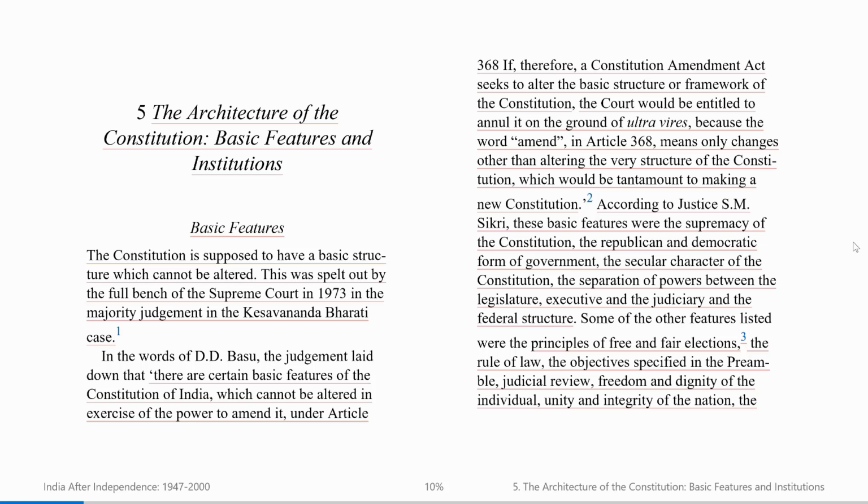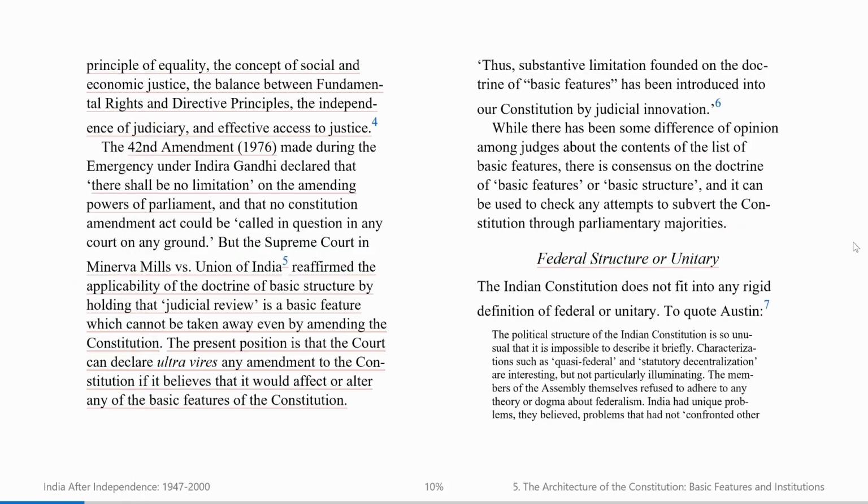Principle of free and fair elections, the rule of law, the objectives defined in the preamble, judicial review, freedom and dignity of individual, unity and integrity of India, the principle of equality, the concept of social and economic justice, the balance between FR and DPSPs, which is mentioned in the Minerva Mills case, the independence of judiciary, and the effective access to justice. The 42nd Amendment had actually made sure that there was no limitation, right, on the amendment of the Constitution.